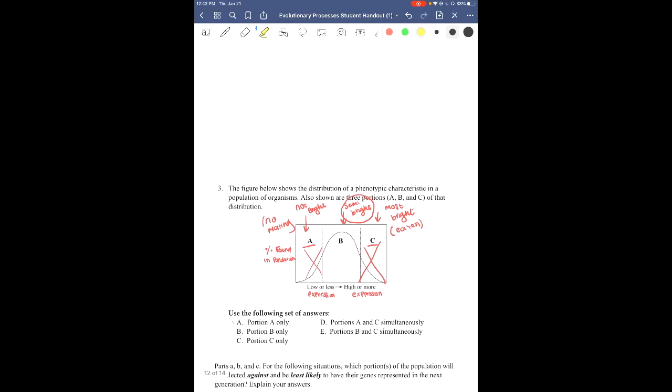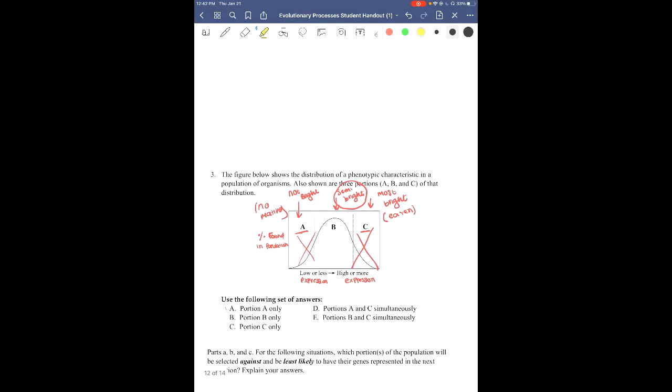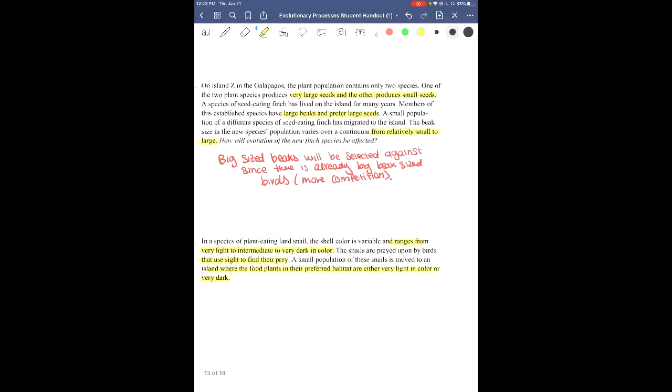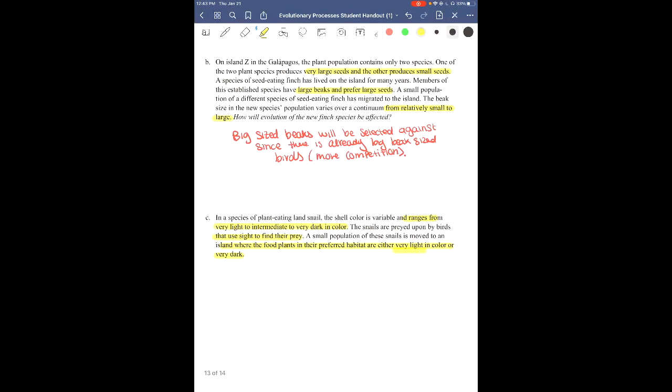So according to this graph, we will be selecting against portion B only, because the intermediate snails will not be able to camouflage with either the dark or the light food. That's because here it says they're either very light in color or very dark, and that's the type of food in their habitat. So we're going to see a selection that looks like this.